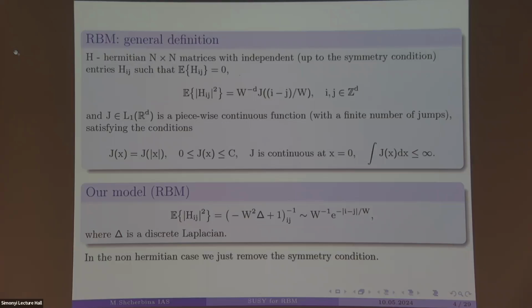And okay, here is the symmetric case. If we have a Hermitian case, then we have symmetry in our matrices, of course. And if we have a non-Hermitian case, we have no symmetry. So coming back to the situation of 1D, we have completely independent entries of your matrix inside all this matrix.